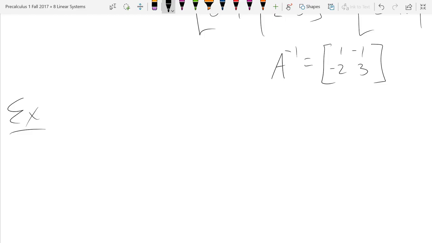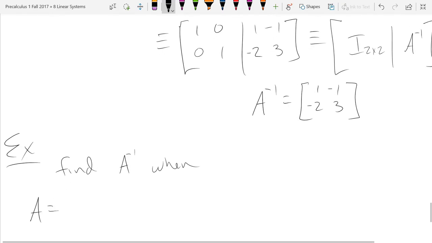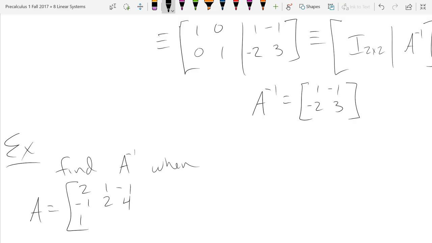So we'll do one more practice problem for finding inverses. So we'll do a 3x3 this time. 2, 1, minus 1. Minus 1, 2, 4. 1, minus 2, minus 3.